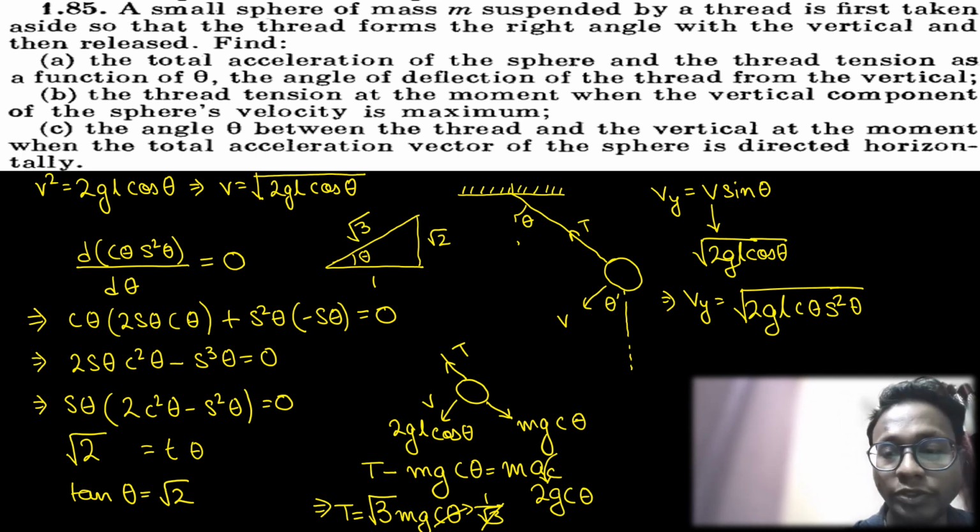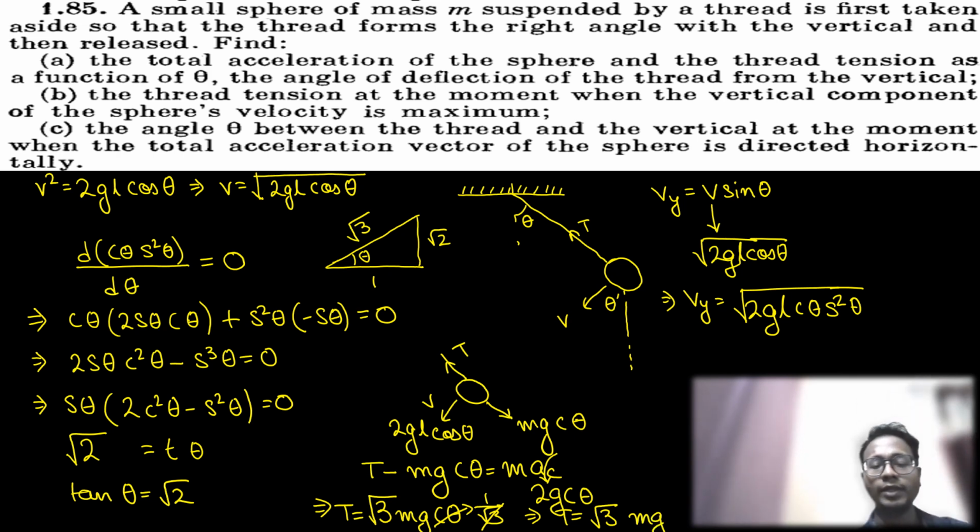So the tension force when the vertical component of velocity is maximum is under root 3 mg. Tension force is equal to under root 3 into mg, not under root of 3 mg. And the value of theta when that happens is when tan theta is equal to root 2, okay, when theta is equal to tan inverse root 2.